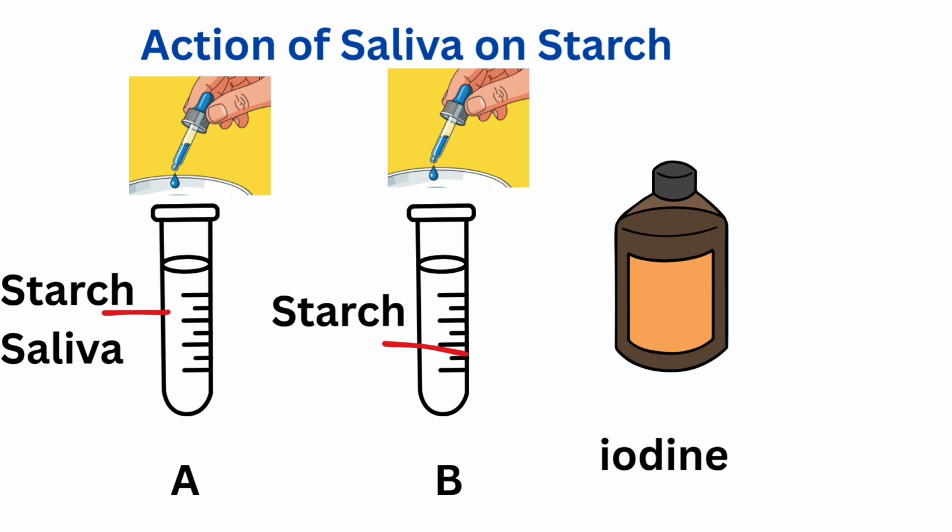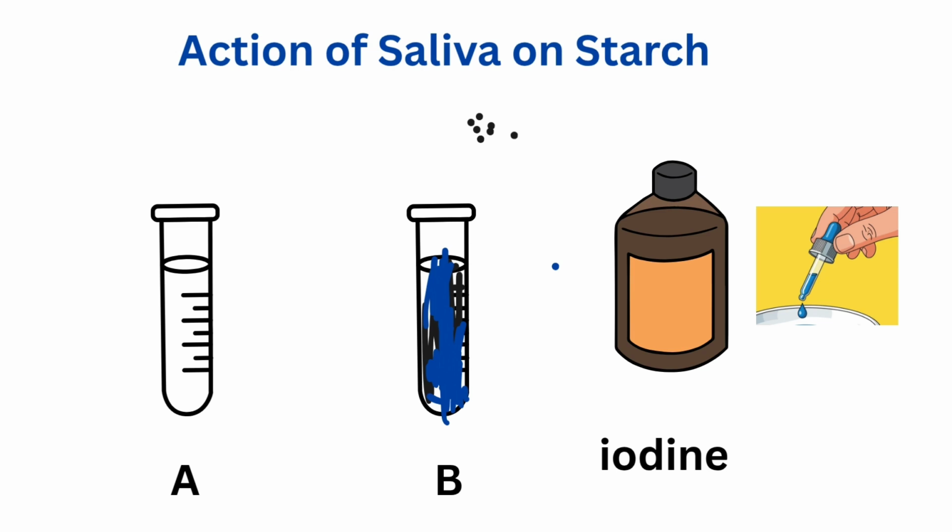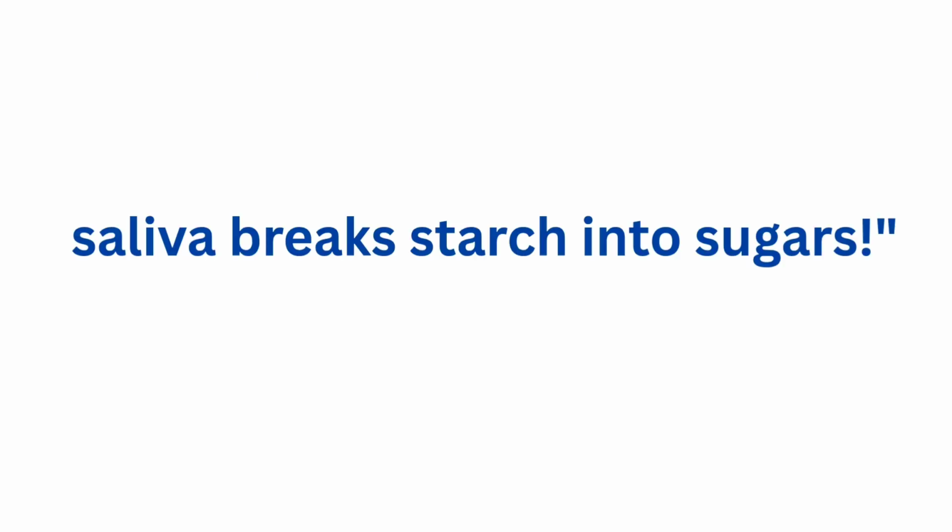In which test tube do you observe a color change? If iodine changes to blue-black, it means starch is still present. But if there is no color change, it means starch has been broken down. So what do we conclude? Saliva in test tube A has digested the starch, showing us that saliva breaks starch into sugars.